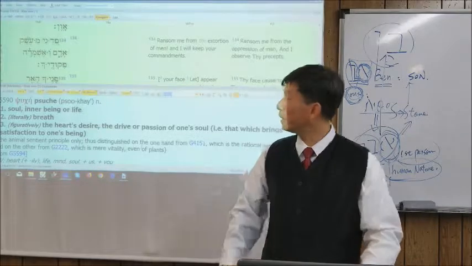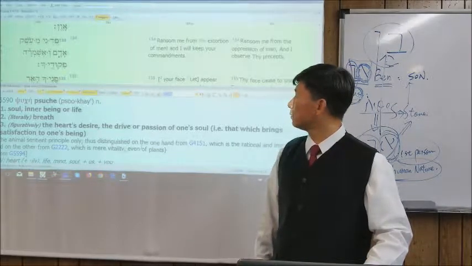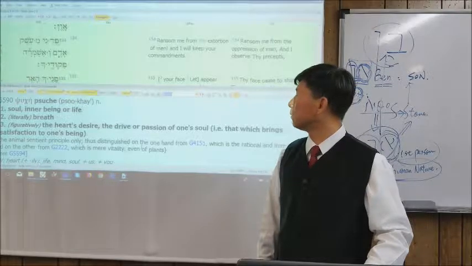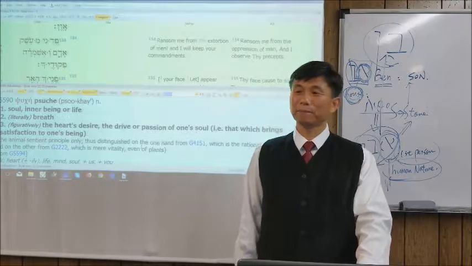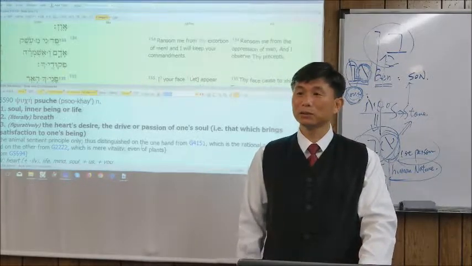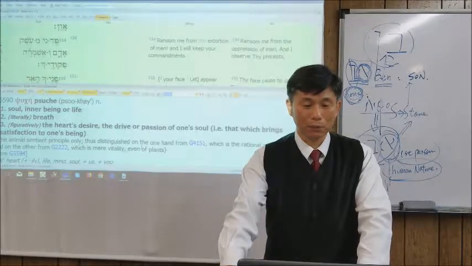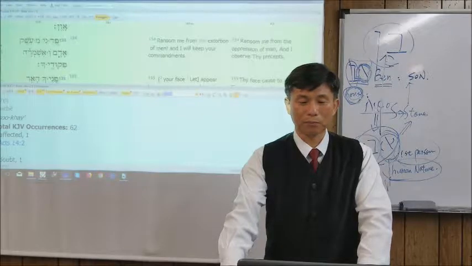Psyche, you know, the dictionary says soul, inner being, or life, breath, the heart's desire, divine passion, one soul. They translate psyche in many, many different ways. So unless you see the Greek text, you don't know whether it's psyche or not. I will show you how King James translates psyche many different ways.